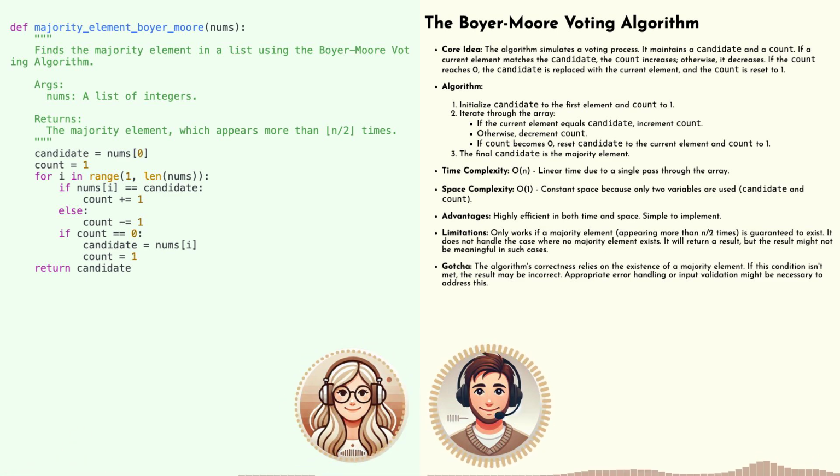So before we even start implementing any of these solutions, we need to carefully consider whether a majority element is guaranteed to exist, or if we need to build in checks. Do we need to add a check to handle the case where there isn't one? It's all about understanding the assumptions and limitations of each algorithm, and making sure it's the right tool for the specific problem we're trying to solve.